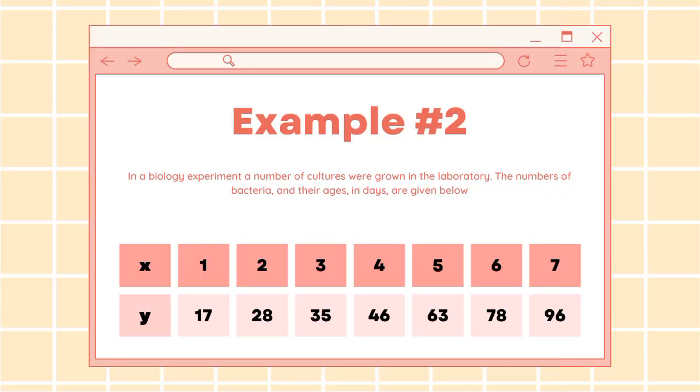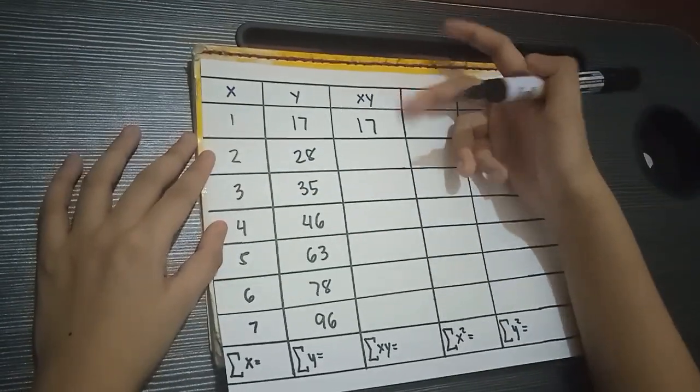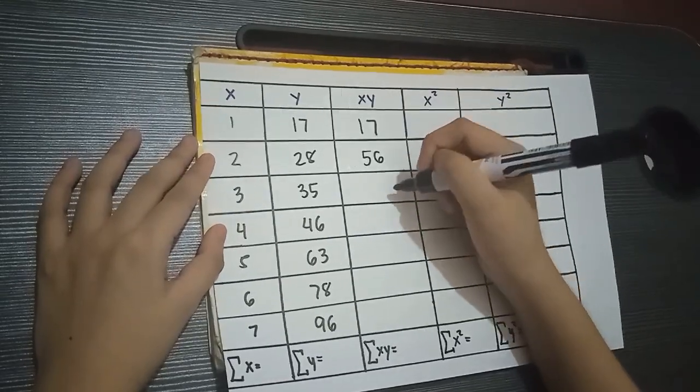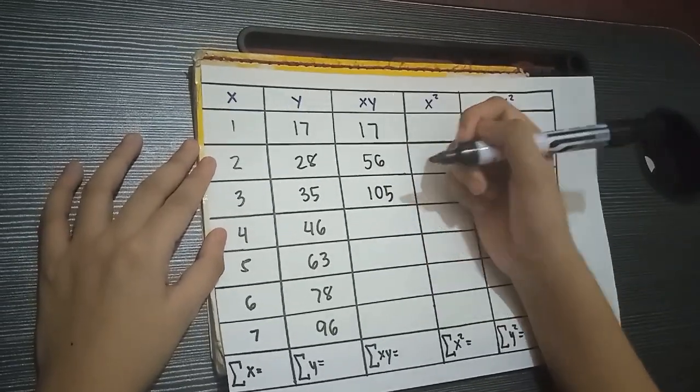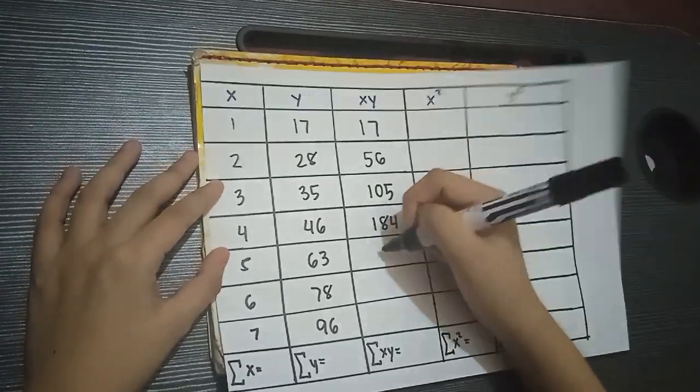In example number 2, in a biology experiment, a number of cultures were grown in the laboratory. The number of bacteria and their ages in days are given below, where x is the number of days and y is the number of bacteria. Again, solve for the value of xy, x squared, and y squared, so that you can solve the summation of x, y, xy, x squared, and y squared.